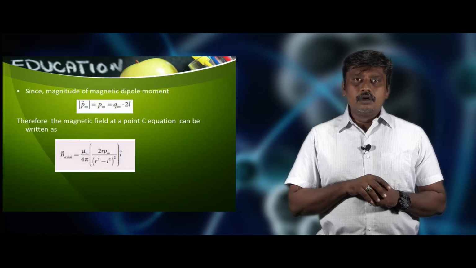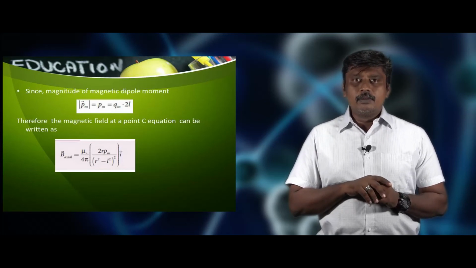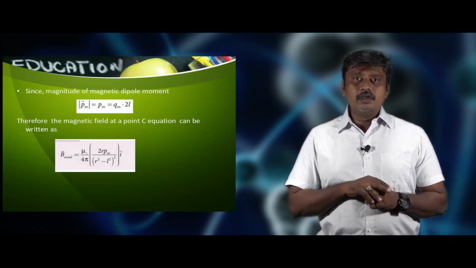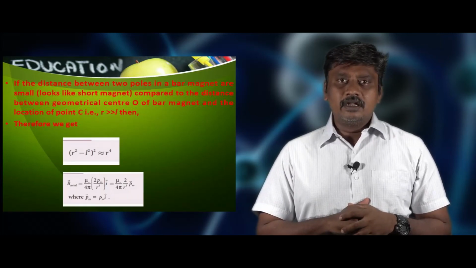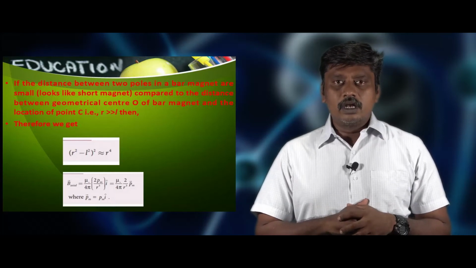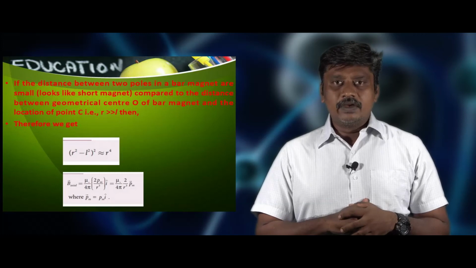So this is the total force experienced by the unit north pole kept at that point, which is at a distance of R from the midpoint of the bar magnet. So F will be equal to mu naught into Pm divided by 4 pi R cube. From this example, we can clearly understand that Coulomb's inverse square law is applicable for magnetism also. So many examples we can tell.